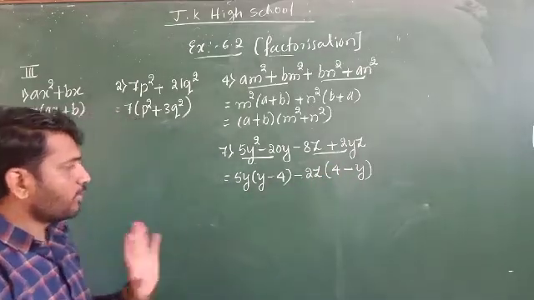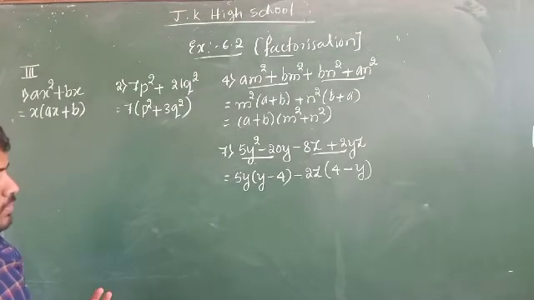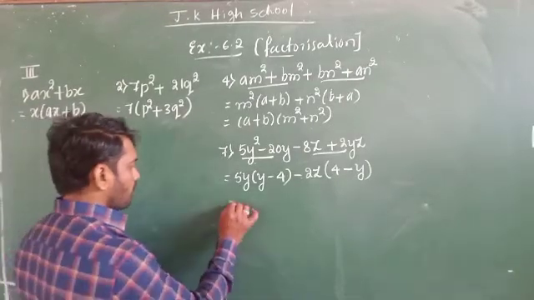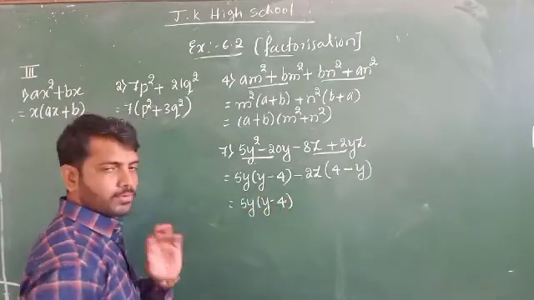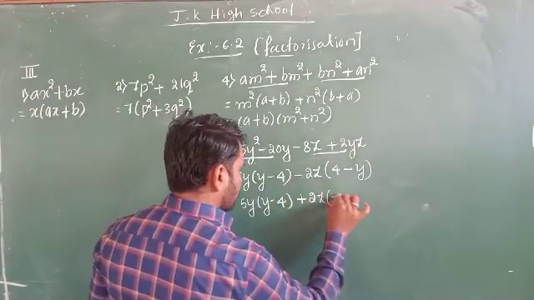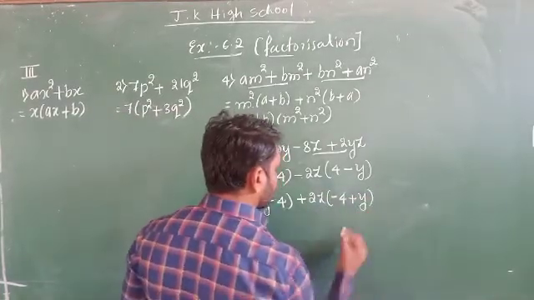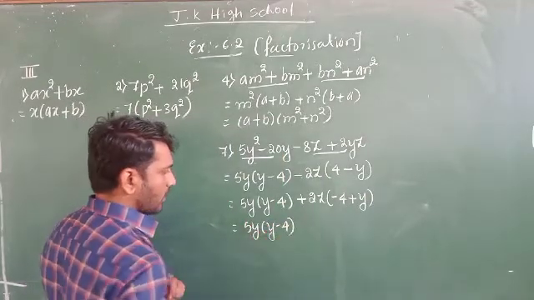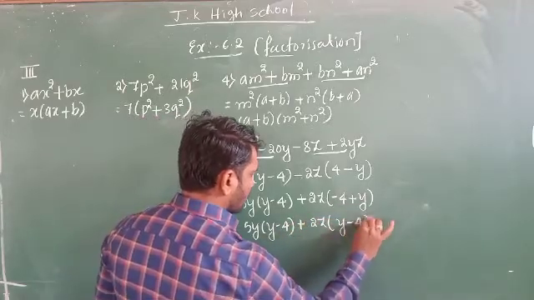But here on both sides we got different factors. So how to change the values? What to do now? Keep 5y into y minus 4 as it is. For the second term, change the sign, make it plus 2z, and this is minus 4, correct? Next, plus 2z, first write y, next write minus 4.